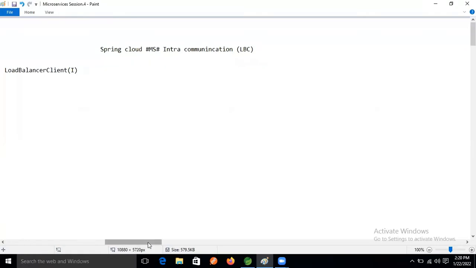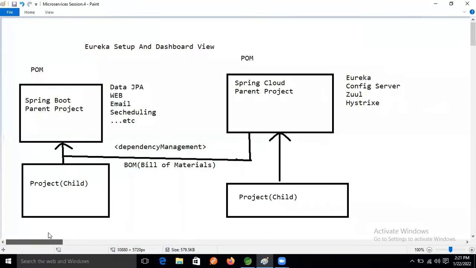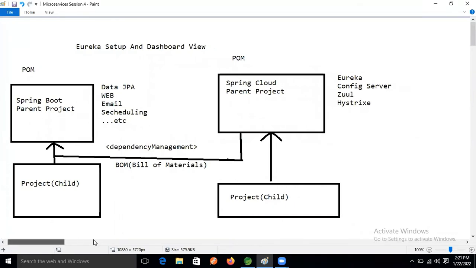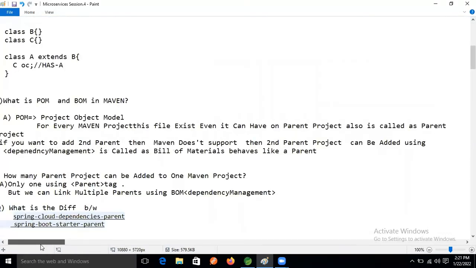Last time also, using the discovery client, what were we doing? We were fetching the instance from the Eureka server only, right?